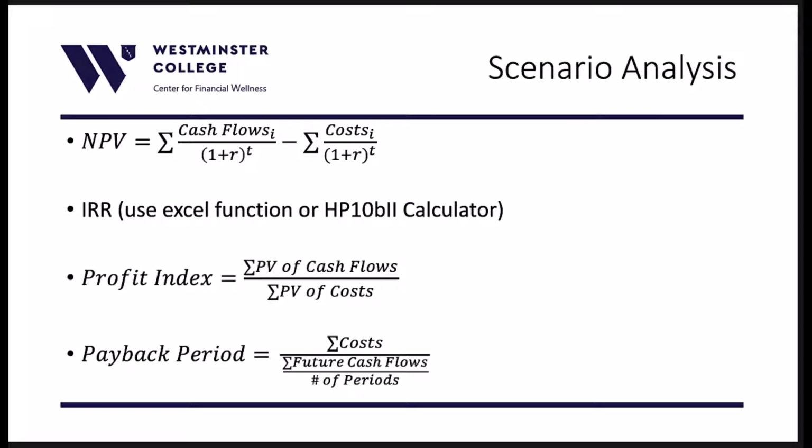There's a profit index, which is the sum of the present value of the cash flows or benefits. So this part of the net present value equation is just on top here. And then that is divided by the present value of the cost. So this part right here is in your denominator. And then you have payback period.